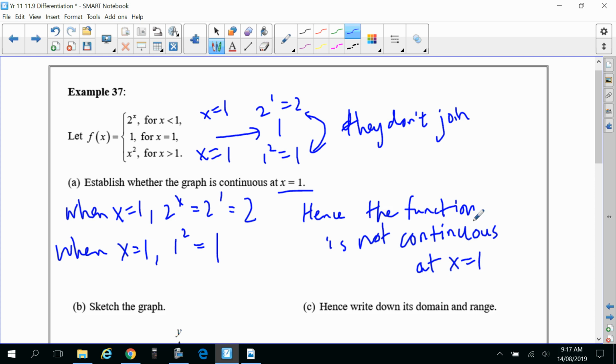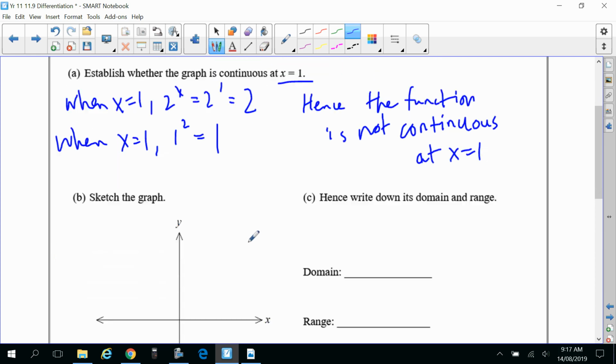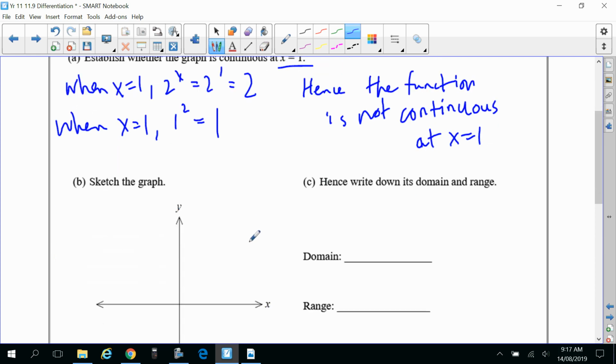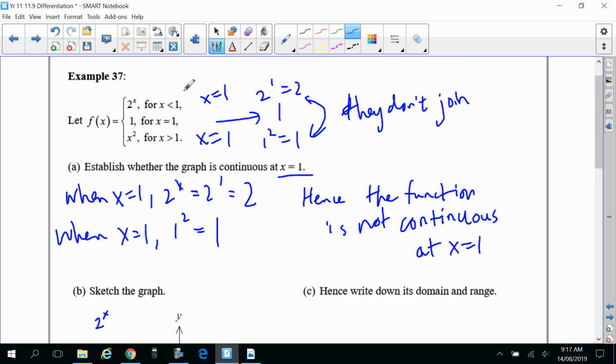Now, the graph will be very clear. Let's draw the graph. On the left, it is an exponential function. Hopefully, you remember what it looks like. At x equal to 1, it becomes 2, but it is going to be an open circle, because it stops. How do I know that? x less than 1 is going to be an open circle.